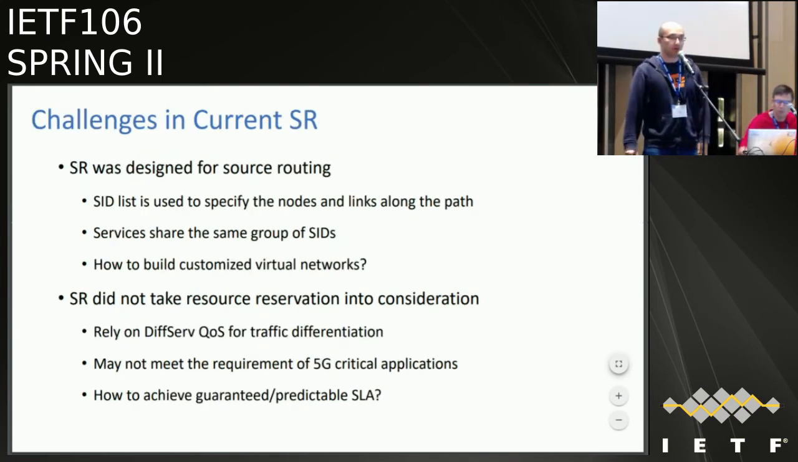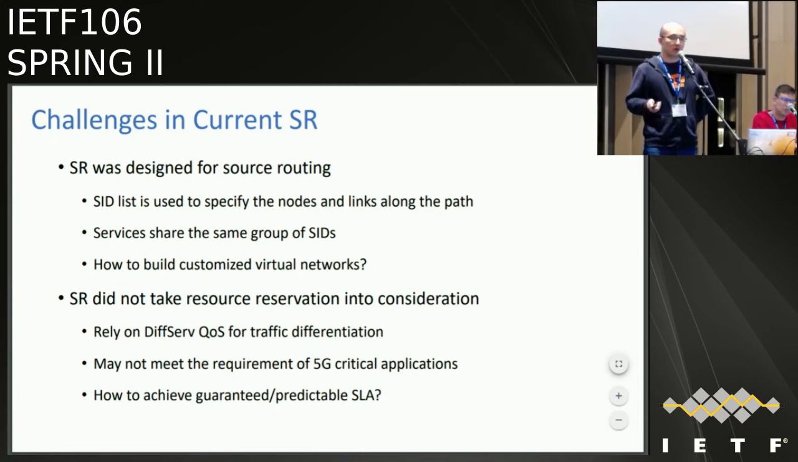Okay, here is some analysis about the current segment routing. We think segment routing was designed for source routing, and the SID list is used to specify the nodes and links the traffic should go through along the path. In the current status, the services share the same group of SIDs, and currently they cannot differentiate the traffic using the SIDs. But the question is, with segment routing, can we create customized virtual networks?